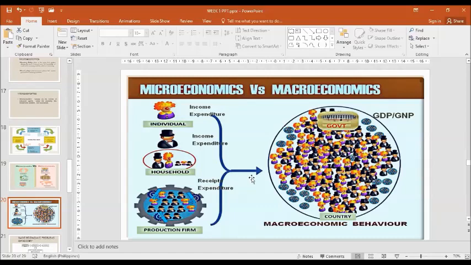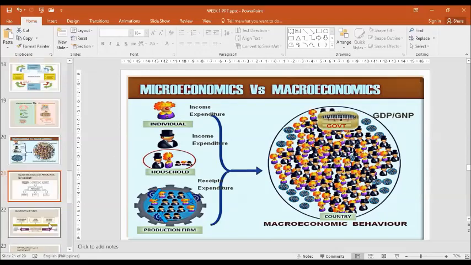Okay, so this is another explanation of microeconomics and macroeconomics. Here, the involvement is the individual, household, production, firm. And for macroeconomics, it is a combination of the three agents as a whole in a country. In macroeconomics there are economic measures, which involve the GDP and the GNP.